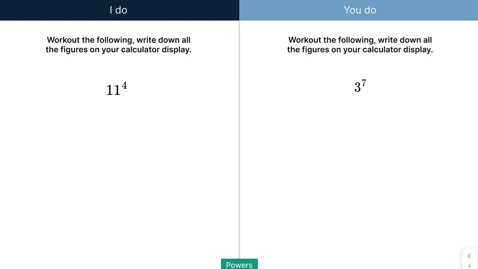So the way my videos work, I'm going to do the example on the left, which is I do. You are then going to press pause, and I've got the example on the right, which is you do.